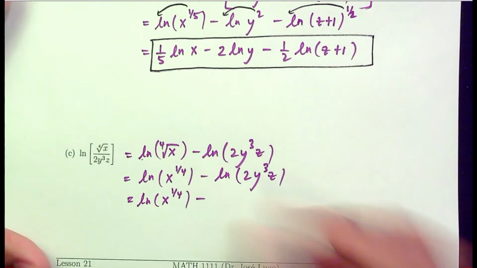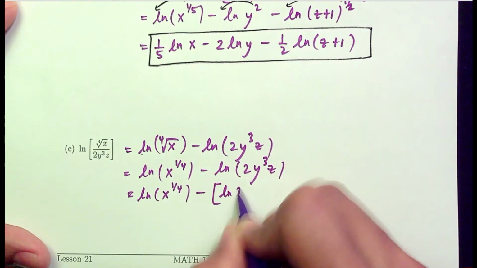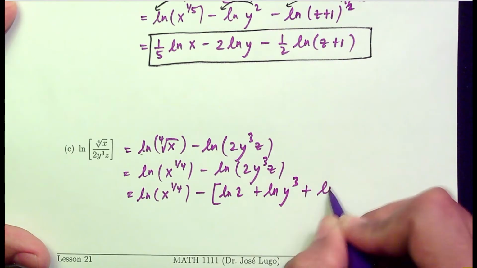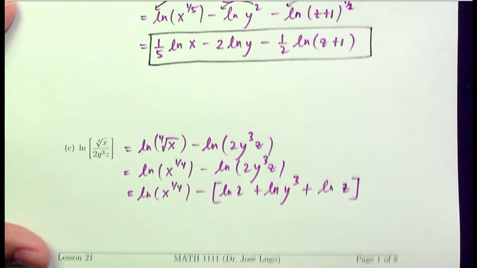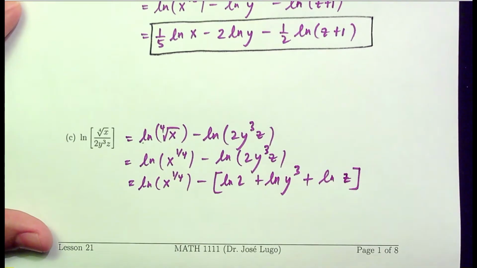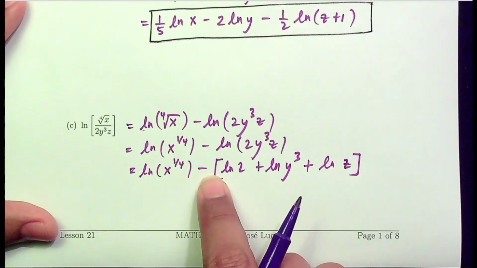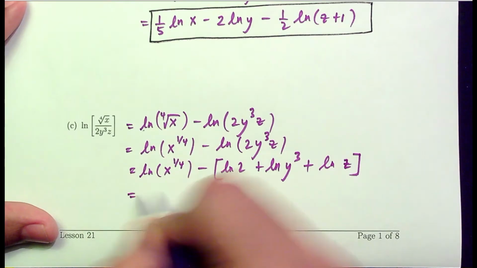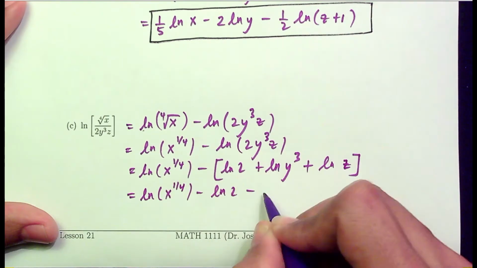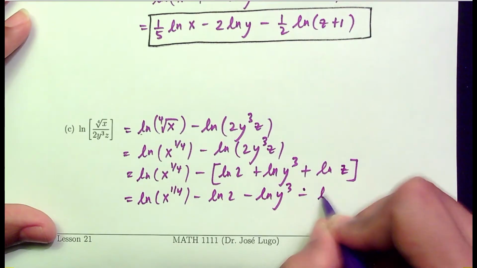So applying that property here, and remember that minus is going to affect everything I do, so put a bracket. This is going to be ln of 2 plus ln of y cubed plus ln of z, because it's 2 times y cubed times z. So there. And now we're only 2 steps away. Now we're going to distribute that minus across this bracket. So this is going to be ln of x to the 1/4 minus ln of 2 minus ln of y cubed minus ln of z.